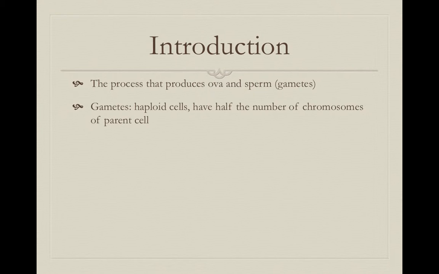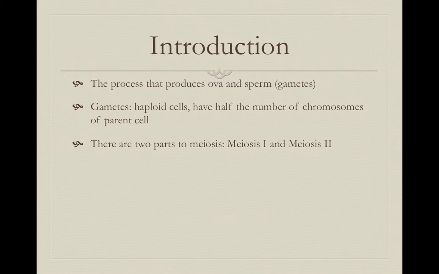This week I'm going to talk about meiosis, and last week I talked about mitosis. Meiosis is a little bit different from mitosis. It's the division of sex cells, eggs and sperm. Just a brief introduction: it's the process that produces ova and sperm, which are our gametes, or sex cells. Gametes are haploid cells, which means they have half the number of chromosomes of a parent cell. So instead of having 23 pairs of chromosomes, they really only have 23 chromosomes.